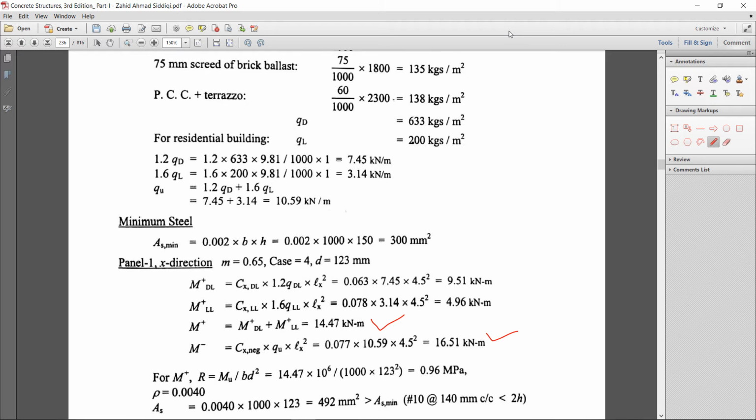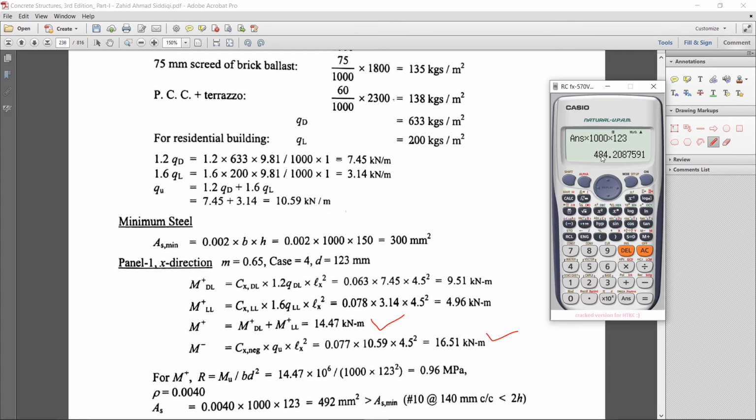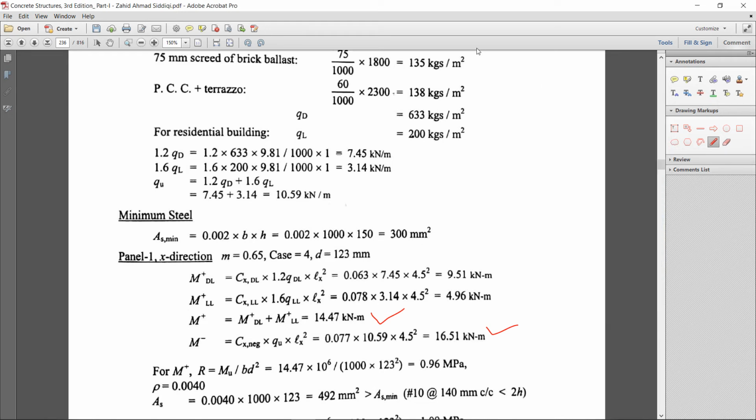Here the author has calculated from the table formula with the positive moment, that is 492 millimeter square. With the exact formula, it is 484 millimeter square. So you can use the exact formula instead of going for the tables or the approximation. You can use the same exact formula for the calculation of area of steel. So let's see the negative moment, so our negative moment is 16.51.